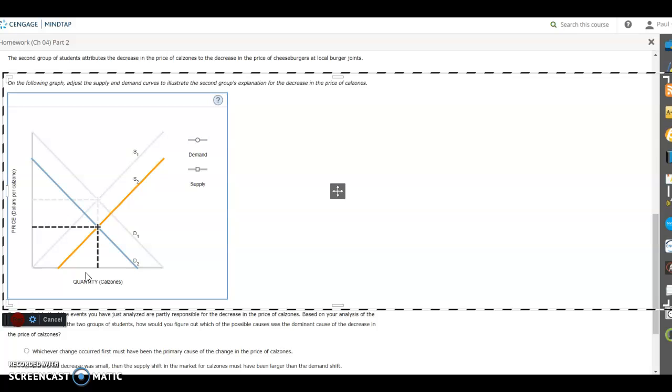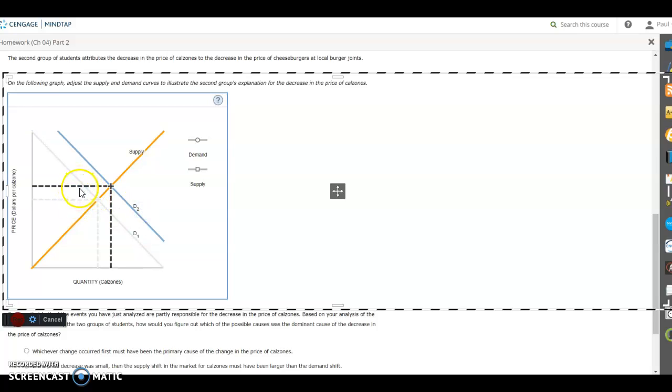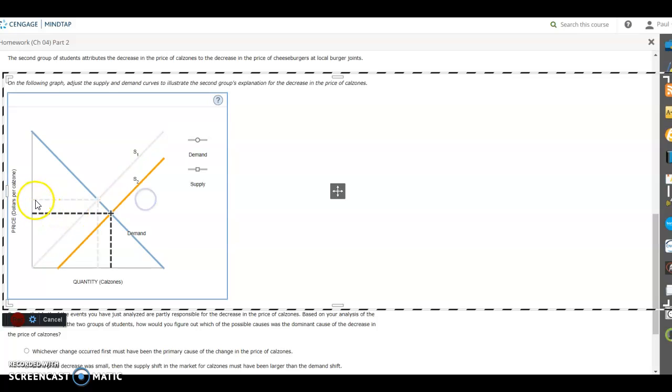Now let's go through real quickly the scenario where price would be ambiguous. Price will be ambiguous when the two curves are moving in the same direction. Either both curves are shifting to the right or both curves are shifting to the left. Let's do the scenario where both curves shift to the right. So once again, if demand shifts to the right, that causes prices to go up. So price goes up, quantity also goes up. When supply shifts to the right, prices go down, quantity goes up.